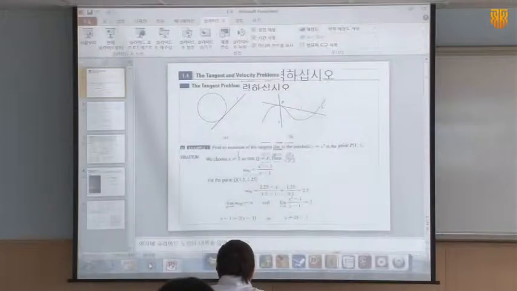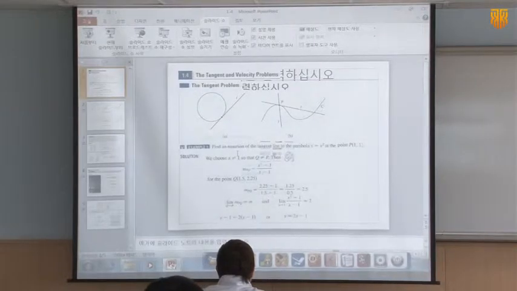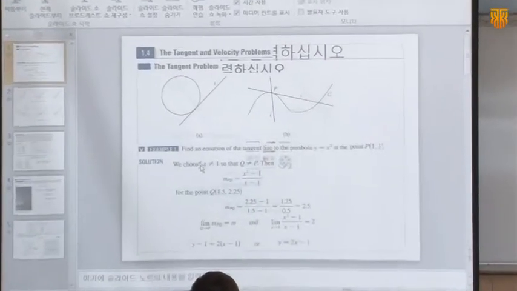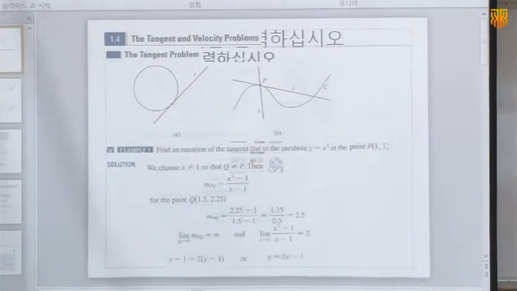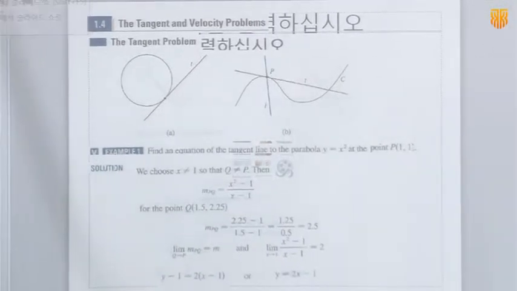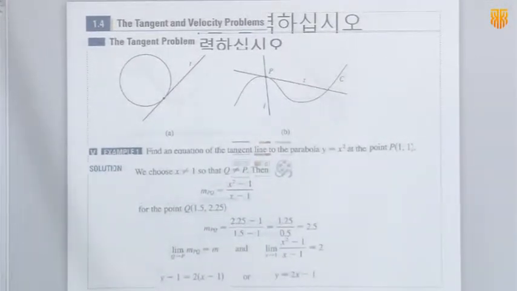So this is section 1.4, which was 1.1 in the previous textbook. Okay, I'm going to use the, what's that?